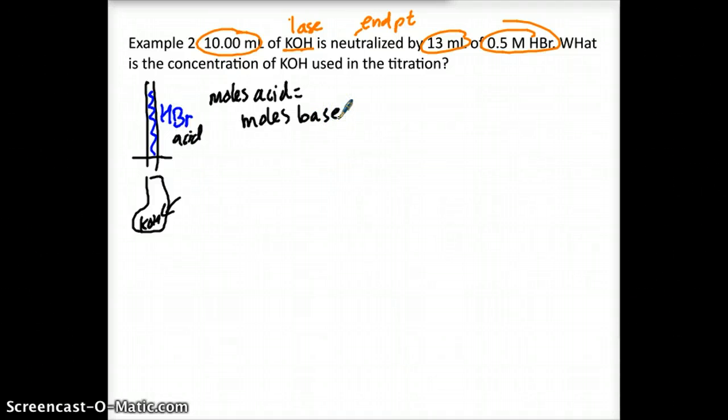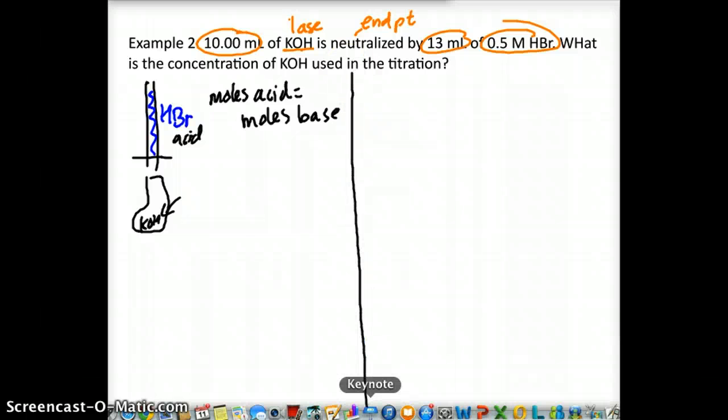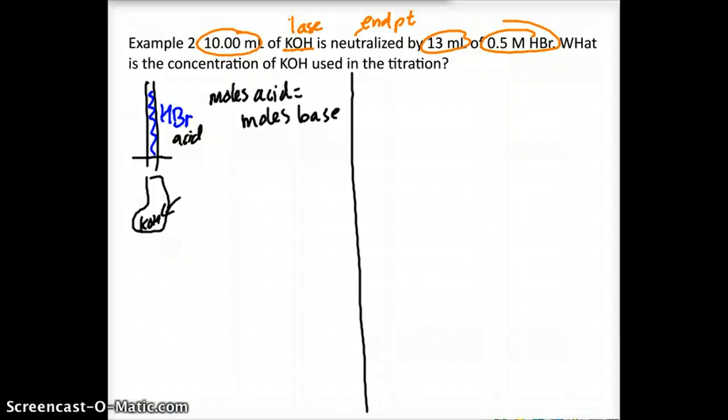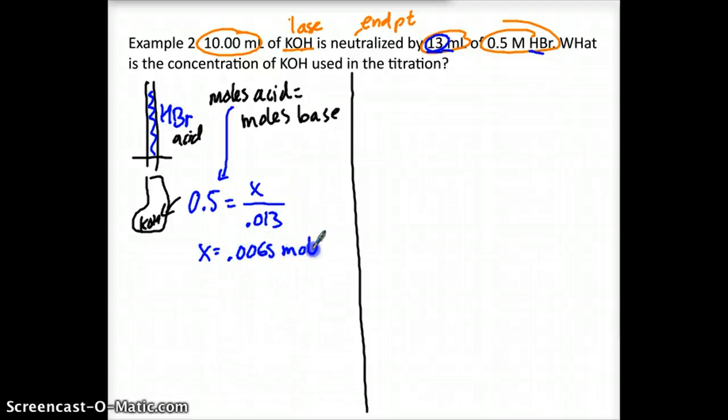So let's do this problem in 2 ways. We'll first do it a little bit longer way, and then we'll do it with M1V1 equals M2V2, so you can see both ways done. Well, if we know moles of acid equals moles of base, let's first figure out our moles of acid. I know that I have a concentration of 0.5 molar, equal to some number of moles over my volume, 13 milliliters. So I've got to convert that to liters, 0.013. If I solve for x, I get 0.0065 moles of acid.